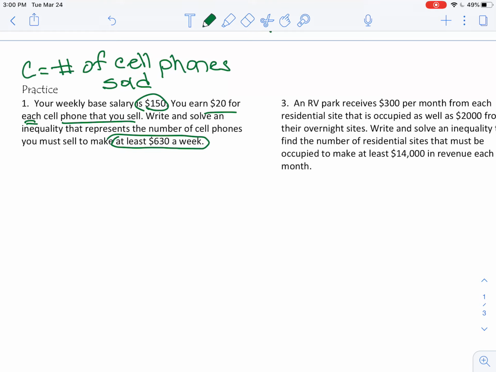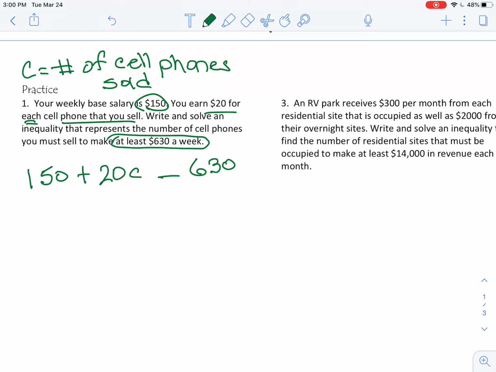Now, it's much like setting up an equation, so use what you know about setting up equations. So we get $150 no matter what we do, plus we earn $20 over and over again for each cell phone that we sell. And then we need to get at least $630. So we ask ourselves, if we want at least $630, are we going to be happy with $630? Yep, we're happy.